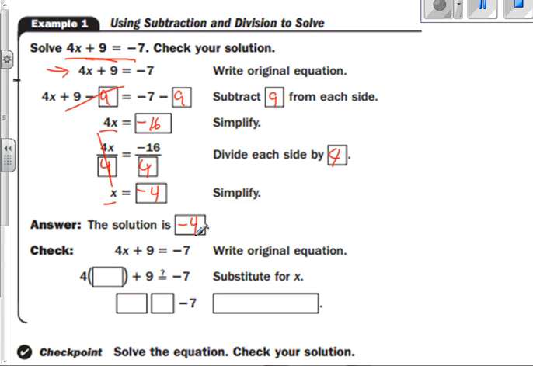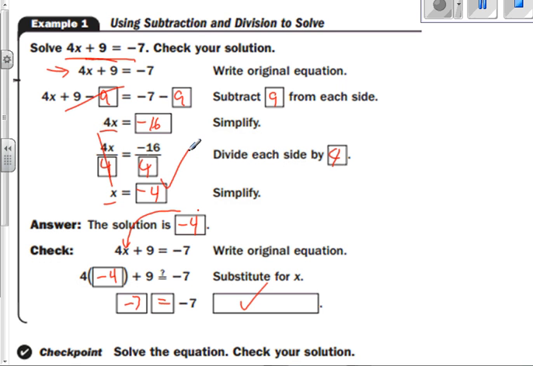So the solution would be negative 4. If we do our check, we're going to take that negative 4 and plug it right back in for x. So I have 4 times negative 4 plus 9. I'm not sure whether it equals negative 7 or not. 4 times negative 4 would be negative 16, and then plus 9 gives me negative 7, and negative 7 does equal negative 7. Therefore, I know that my solution checks out. I know that the value of my x is correct.